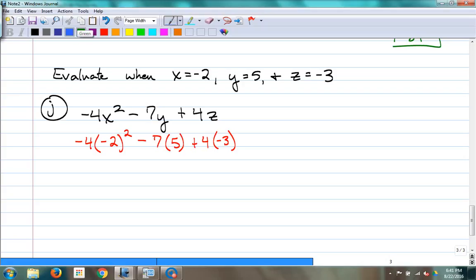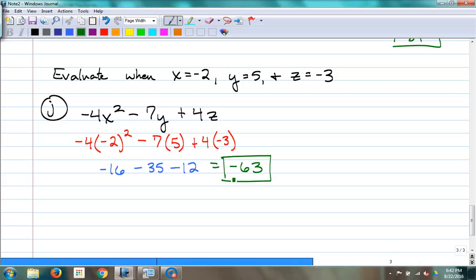So you could type that in the calculator, work it out if you wanted to. You can do it without it. It'd be 4 times negative 4 is negative 16 minus 35 minus 12, or plus negative 12 if you want to put it that way. And then work this out, which would be negative 40, or no, negative 51 minus 12 would be negative 63.